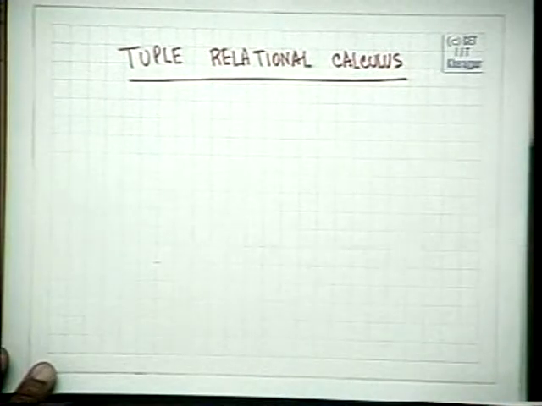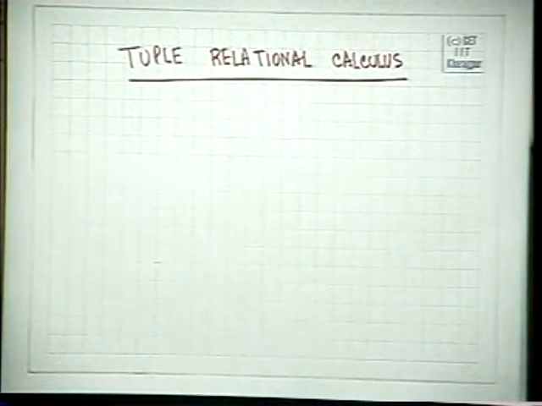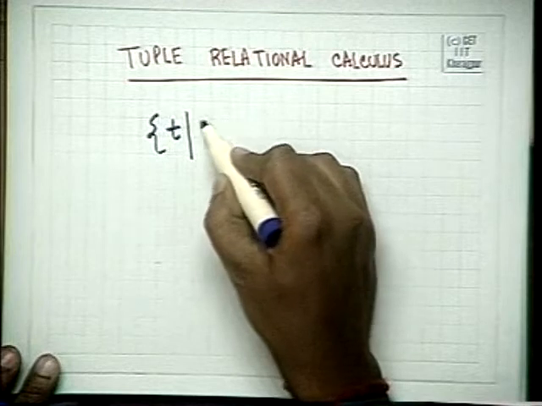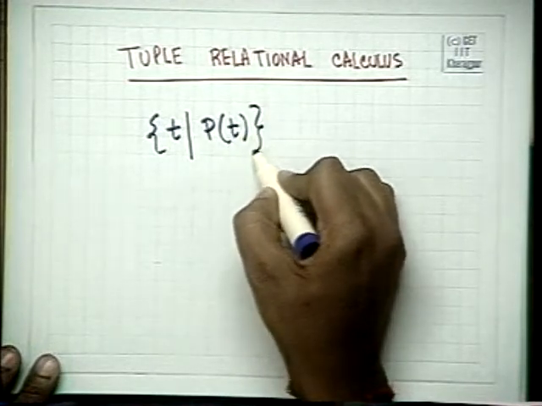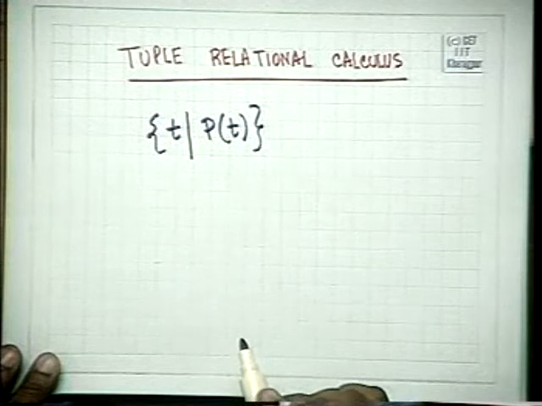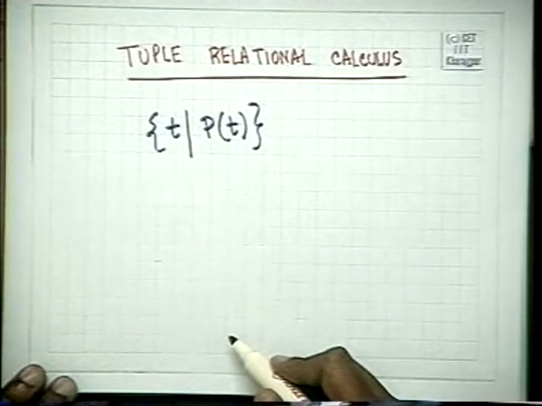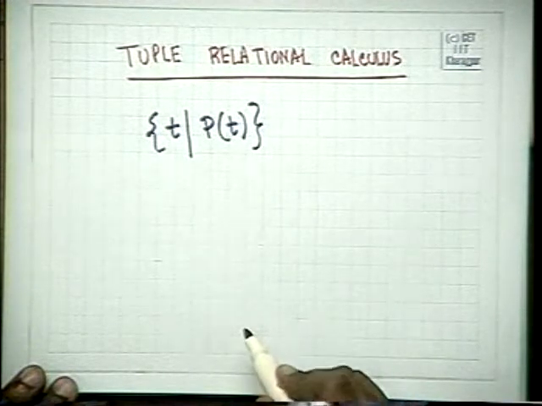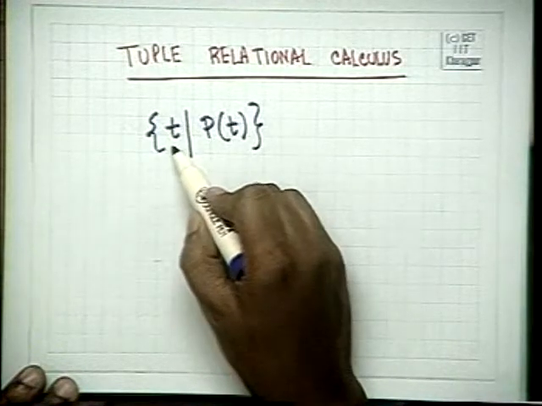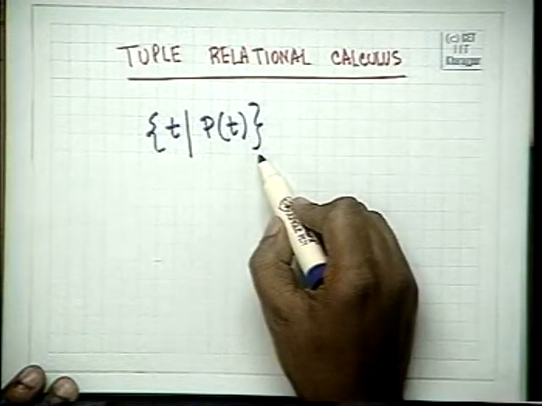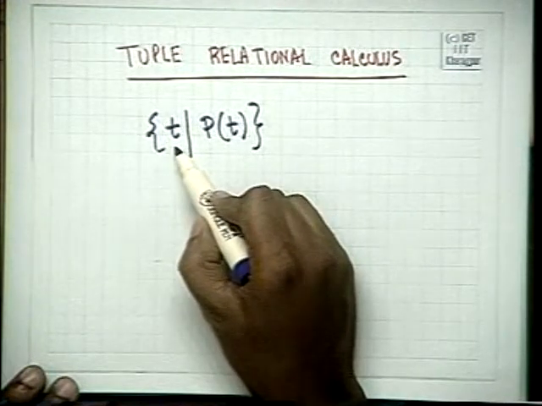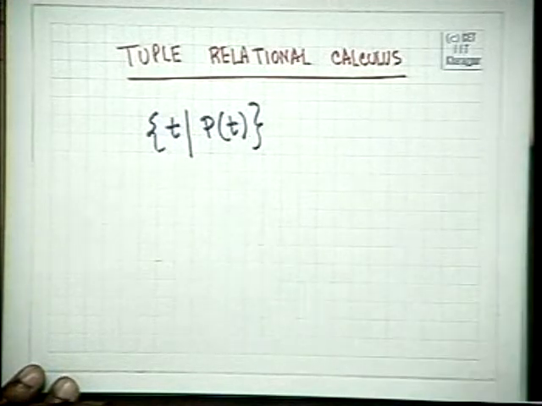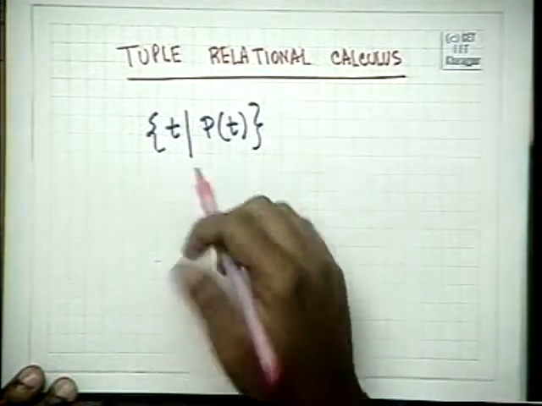In tuple relational calculus, a relation is expressed as a set. Anyway, we have understood that a relation is a set of tuples, and in tuple relational calculus, it is expressed explicitly in a set format. Now, in a set format, this is the general format for the set. T is a tuple variable, and P is a predicate on the tuple variable T.